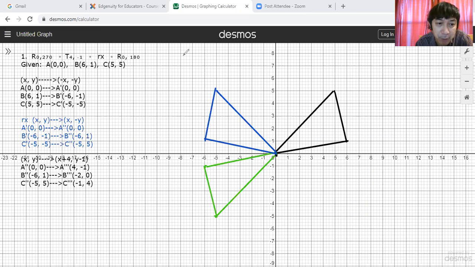Our A triple prime is 4, negative 1. So 4, negative 1 must be somewhere here at the fourth quadrant. And then B triple prime is negative 2, 0. It must be at the x-axis, left side of the origin. There. And our third point, negative 1, 4. Negative 1, 4, the second quadrant must be over here. There. I hope you can see the pink points. The 4, negative 1 is somewhere here.